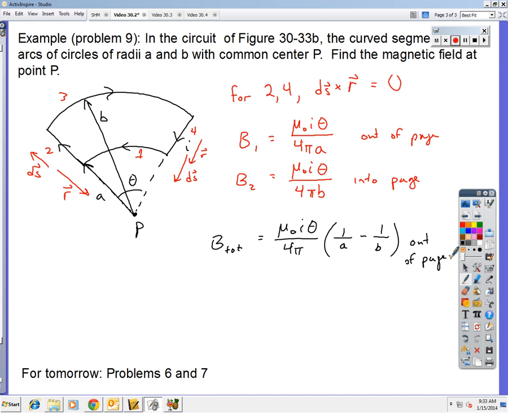Tomorrow I'm going to check problems 6 and 7, which are sort of similar to this, but should be a little bit easier.